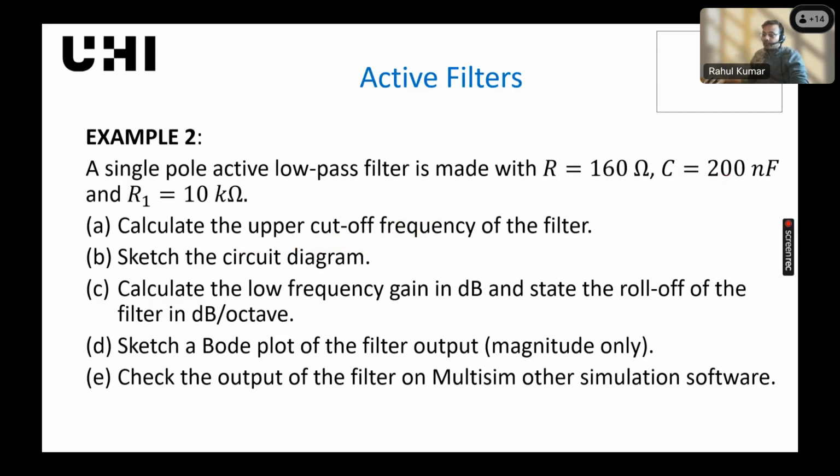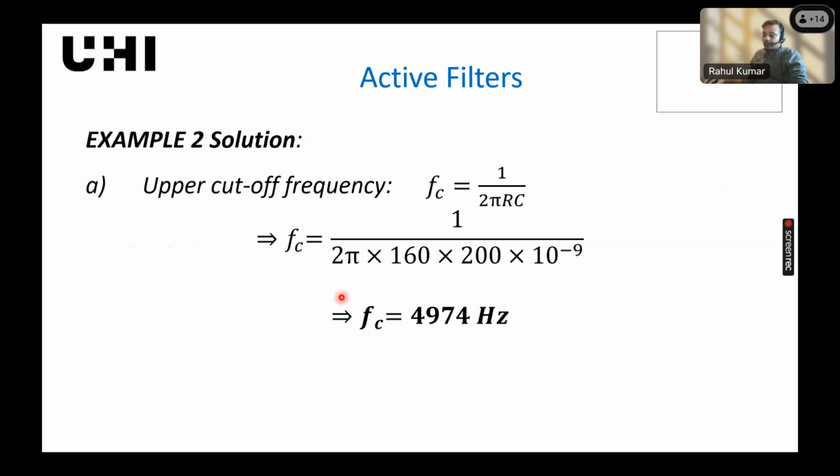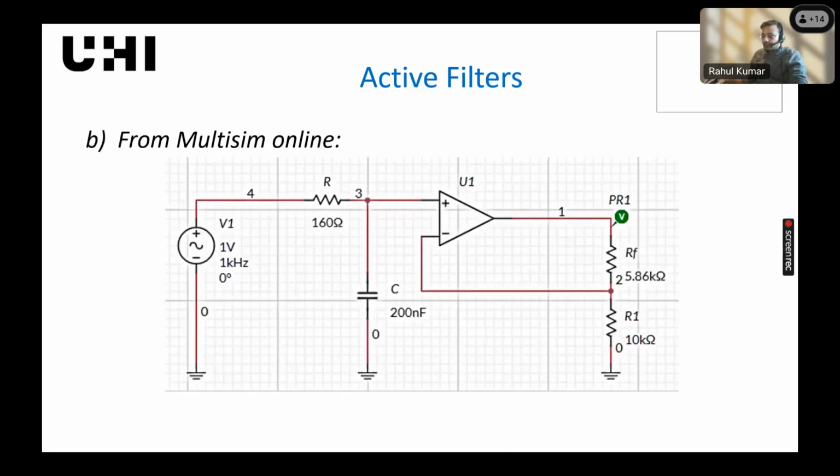Okay, so cutoff frequency, the formula is 1 over 2 pi multiplied by R and C. Okay, so resistance is 160 ohms, capacitance is 200 nanofarad. So you have to convert it. And we are getting 4.9 or 5 kilohertz. Okay. And this is the circuit from Multisim Online.